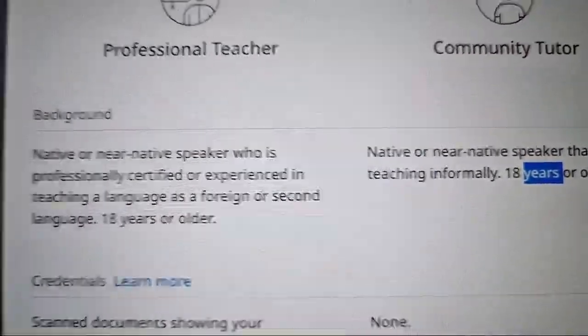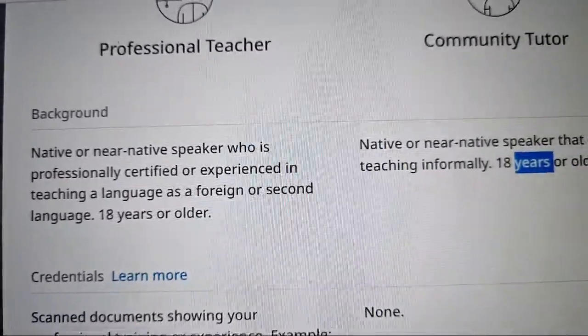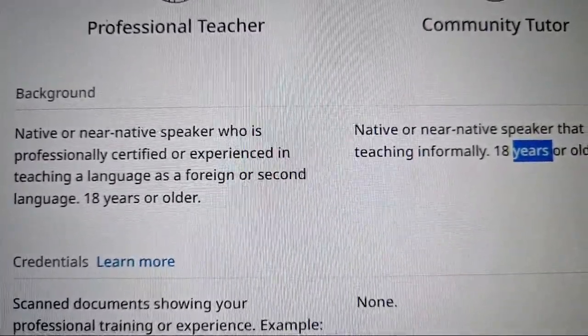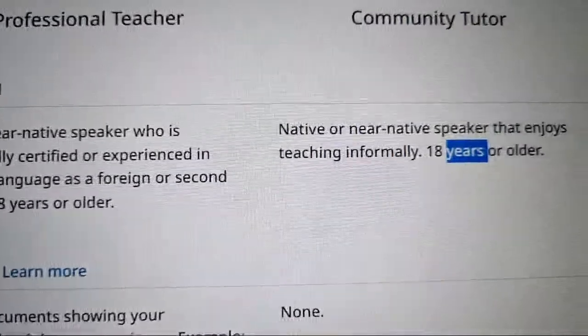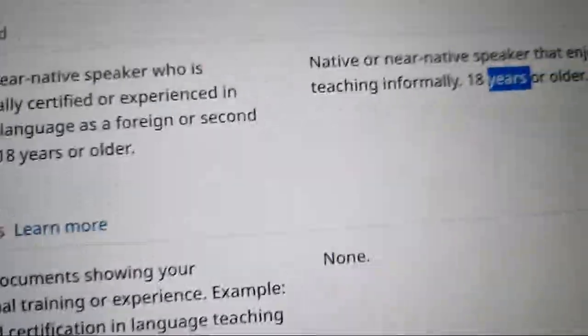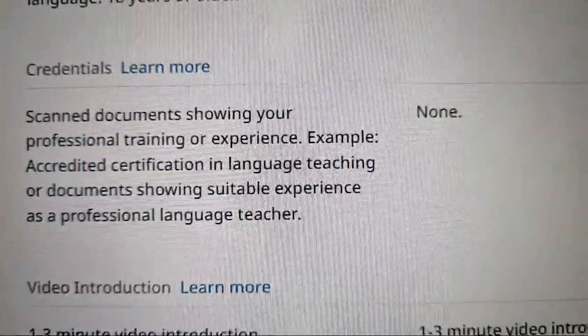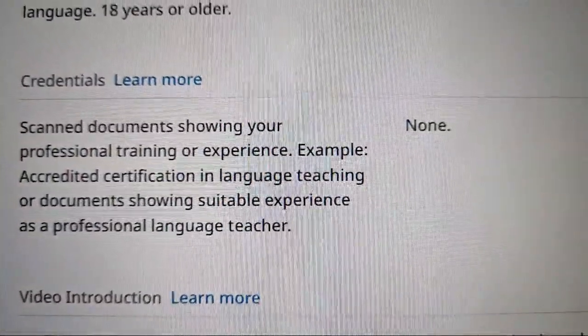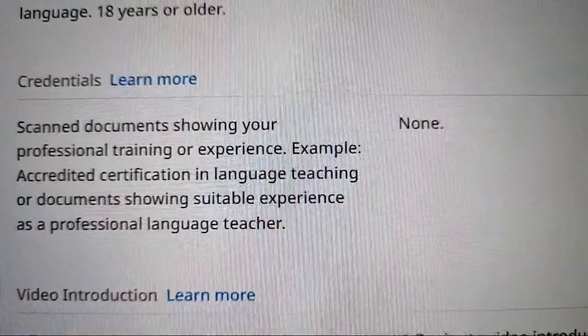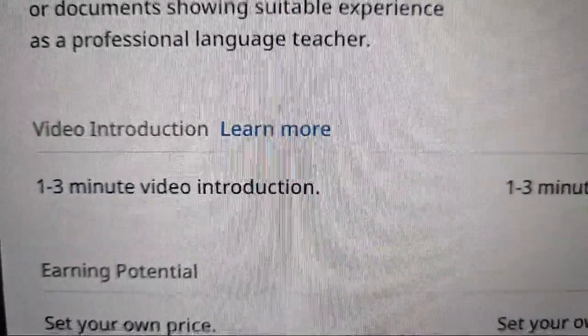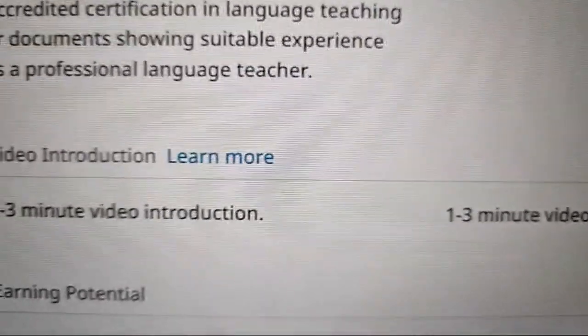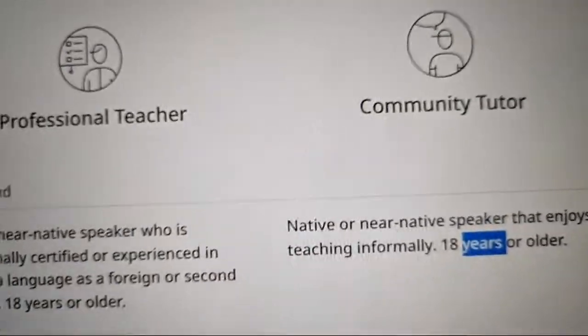Native or near native speaker who is professionally certified or experienced in teaching a language as a foreign or second language. You must be 18 years old. You must have credentials, scanned documents showing your professional training or experience. For example, accredited certification in language teaching or documents showing suitable experience as a professional teacher. A 1 to 3 minute video introduction, and then you set your own price. Same thing with community tutor.